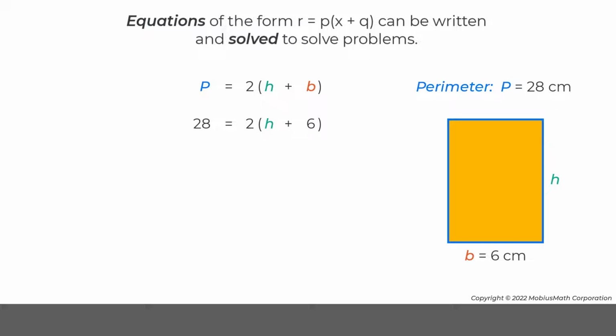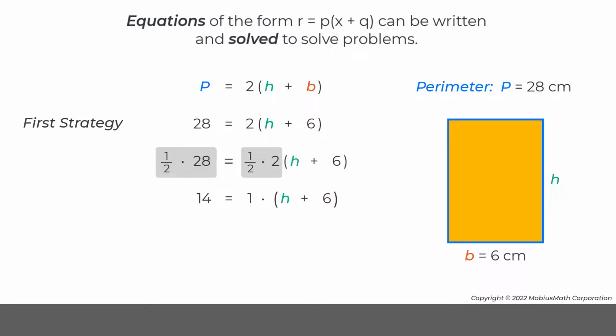There are two different strategies for solving equations in this form. For the first strategy, both sides of the equation can be multiplied by the reciprocal of 2, which is 1/2. The left side of the equation can be rewritten as 14. On the right side of the equation, 1/2 times 2 equals 1 because multiplying a number by its reciprocal equals 1. This step in solving the equation applies the multiplication property of equality. Notice that this step transformed the factor in front of the parentheses from 2 to 1.